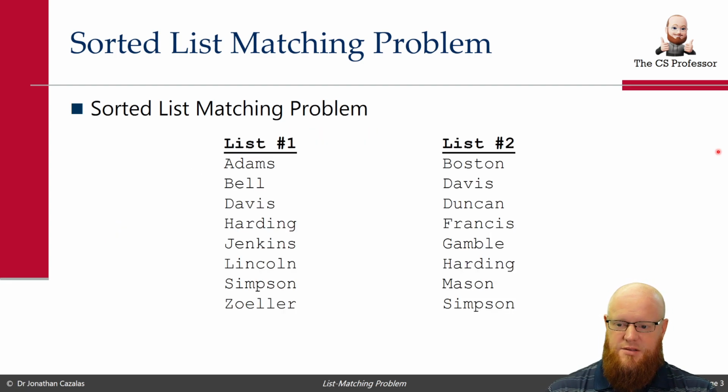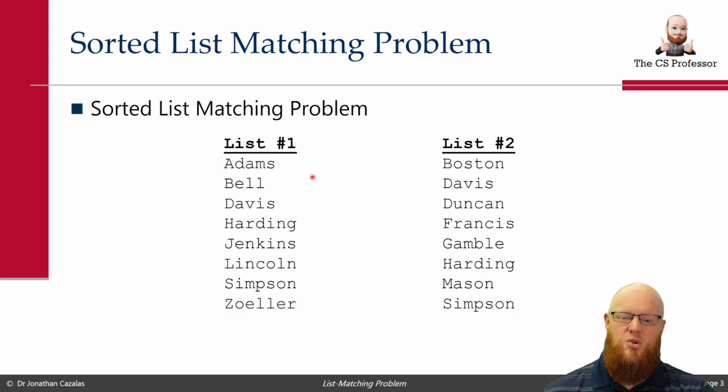So here are two lists. List one, how many do we have here? 1, 2, 3, 4, 5, 6, 7, 8 names. List 2, we also have 8 names. We did not have to have the same length for each of these lists, the same number of names, but we do. But what did the problem state? That within list 1, all of the names are distinct, there's no repetitions. And within list 2, they're all distinct, no repeating names. Also, both lists are sorted.